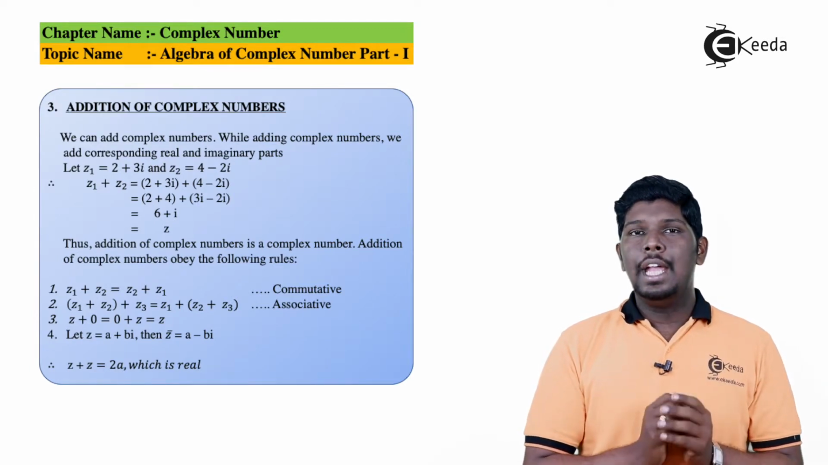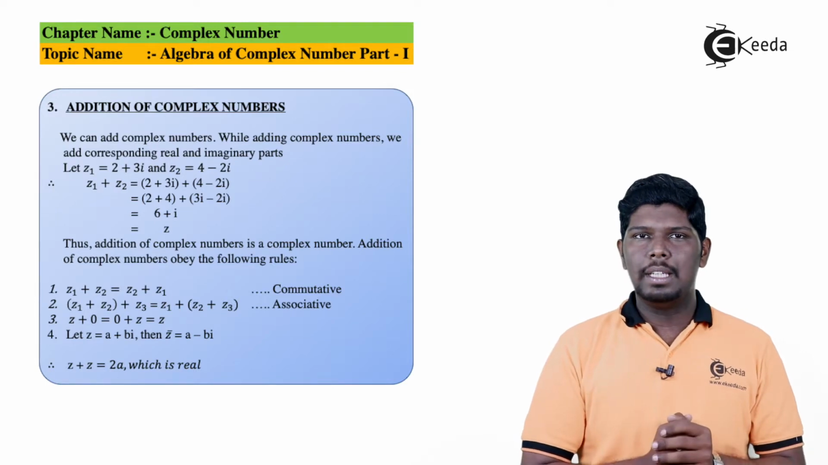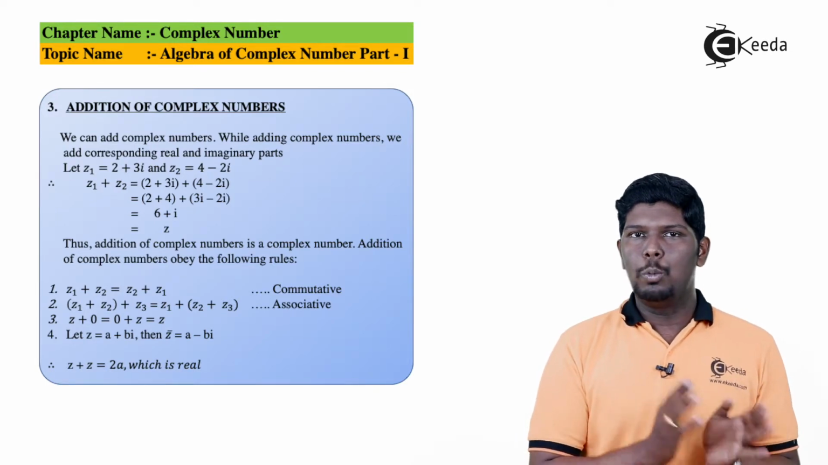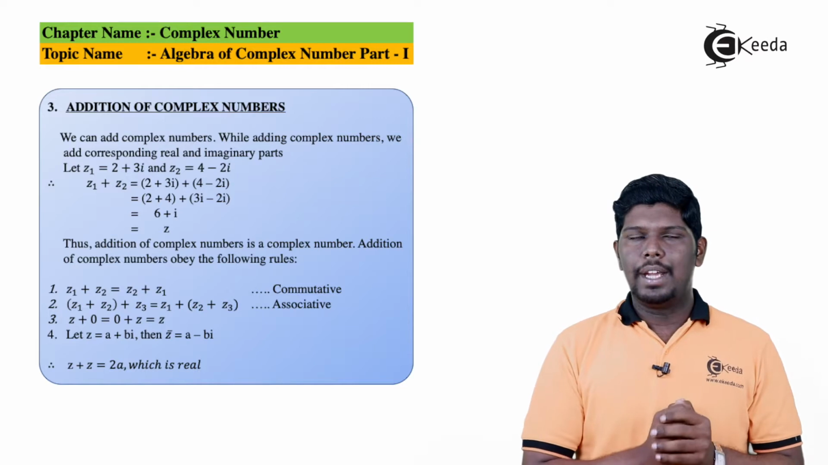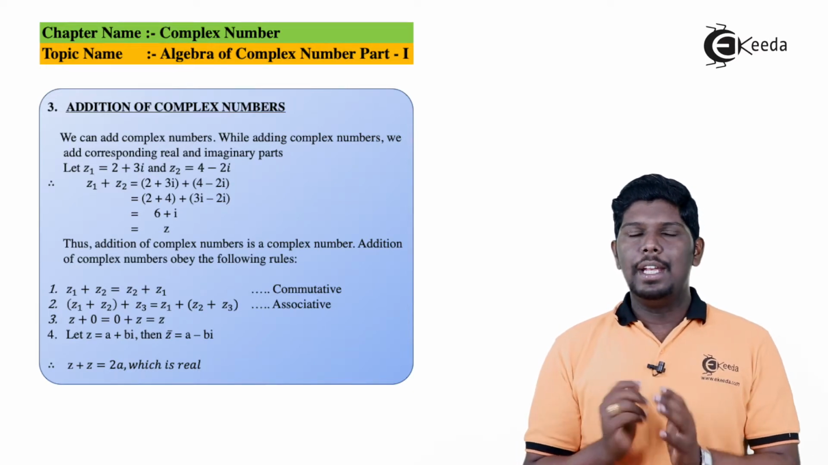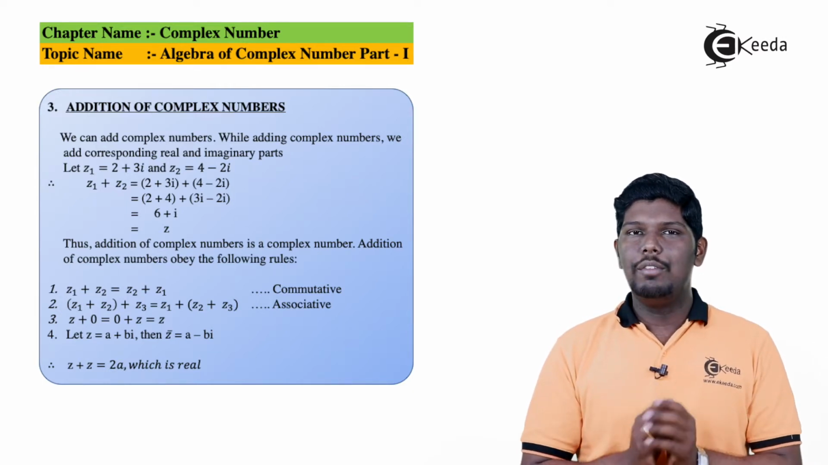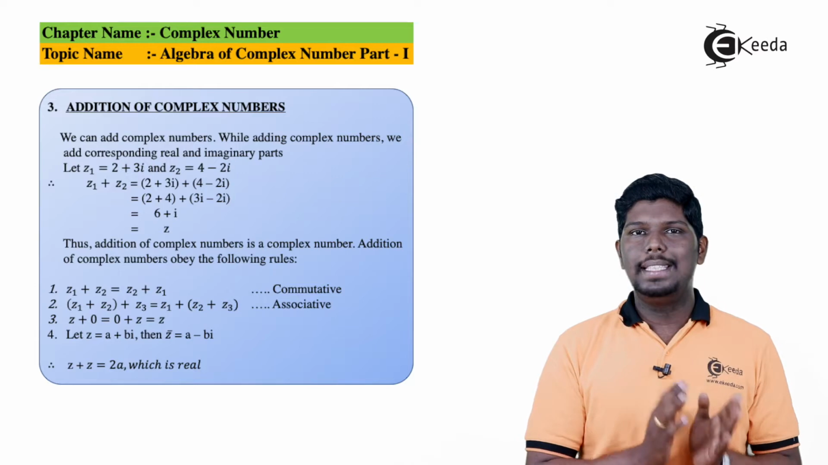Now in this case, I need to first separate the real parts and then separate the imaginary parts. So for the real parts we have 2 plus 4, which we write in the first bracket, followed by the imaginary part in the second bracket, that is 3i minus 2i. Now what is 2 plus 4? It is equal to 6, and 3i minus 2i will give you i. So the final answer will be 6 plus i.